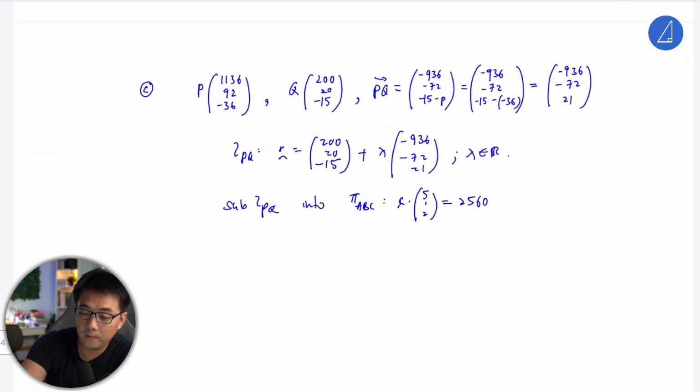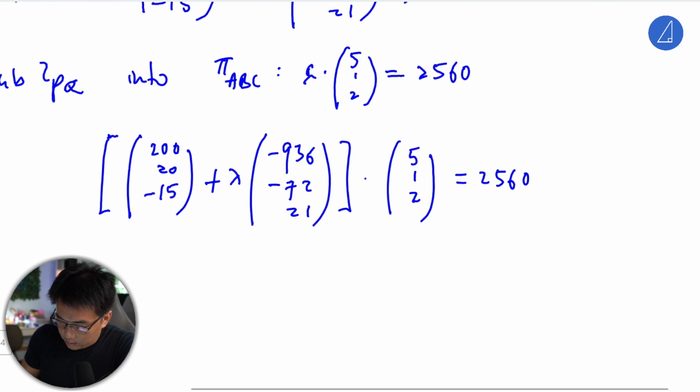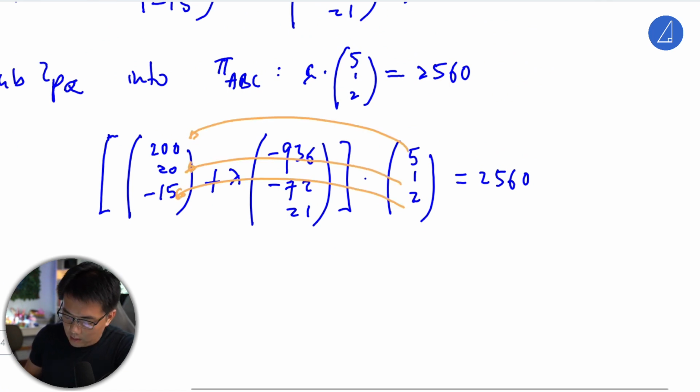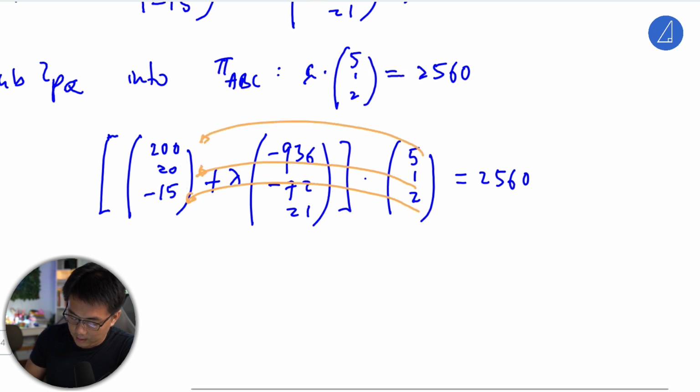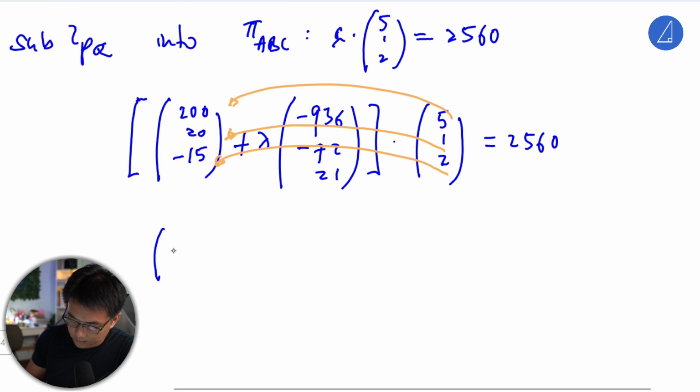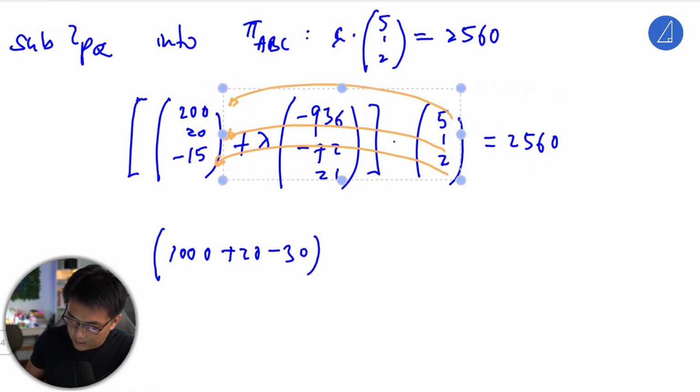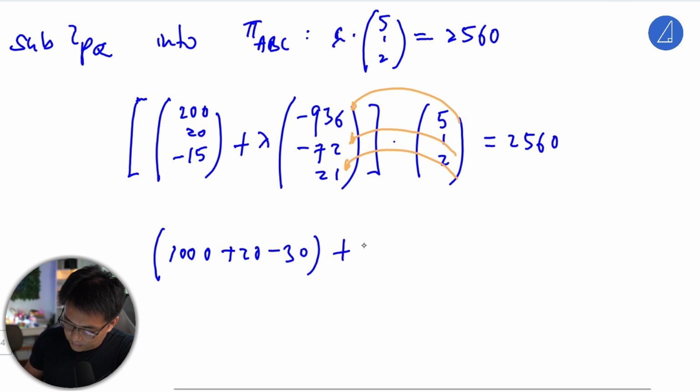Okay, so when you dot this, usually what I'll tell my students is just dot across this, then after which you dot them. Because you don't need to expand it, so just dot each. So I'm going to dot this part. Here will be 200 multiplied by 5, which is 1000, plus 20 minus 30. Then after which I dot this part here, the second guy, which is plus lambda. Just multiply them. There you go.